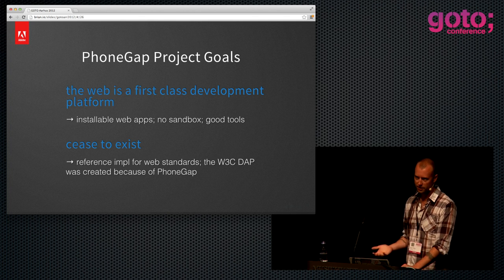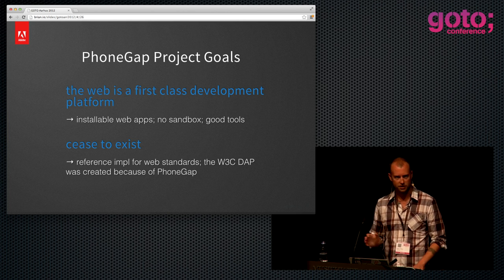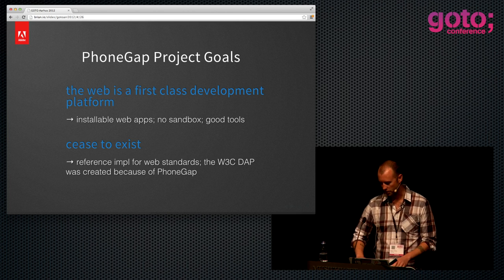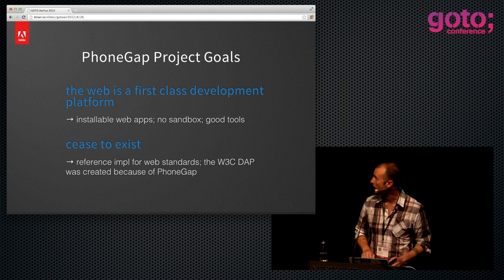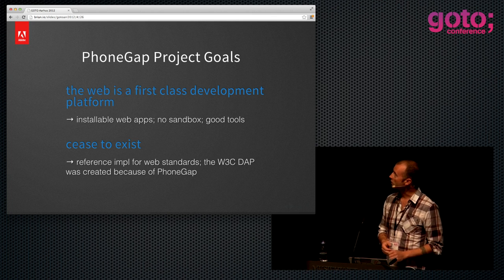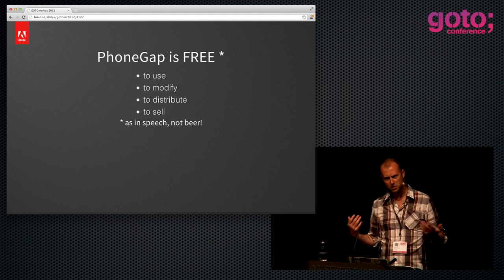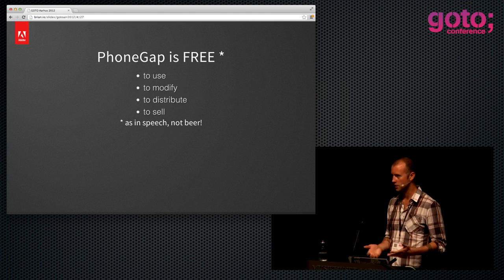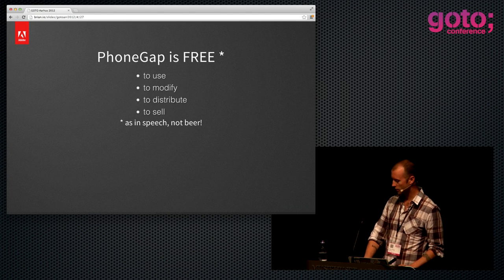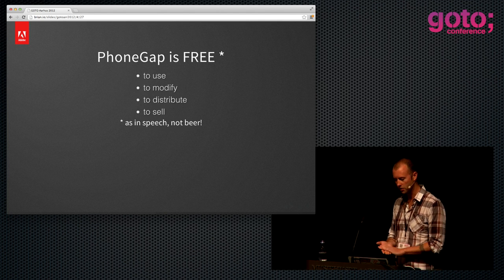So our second idea is that we want to cease to exist. And so we're building PhoneGap as a reference implementation for web standards. And this is why we're doing this project in the first place. We'd rather be building web apps. PhoneGap's free, so this sometimes confuses people. They're like, oh, it's open source, so what's the catch? There is none. It's free for you to use. We just want people out there using it.